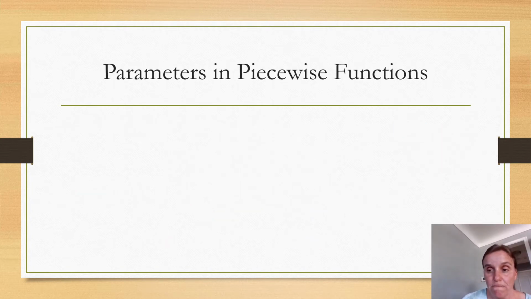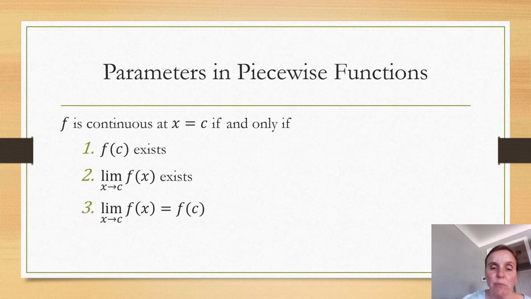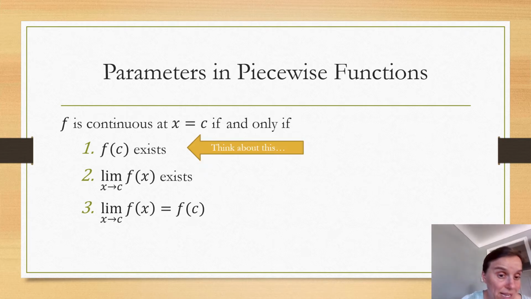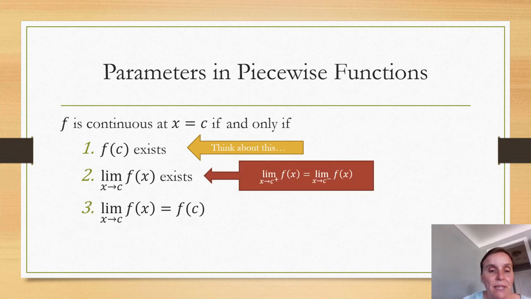Okay, in this piecewise function, this is one that has a parameter, and this is not going to be a removable discontinuity, but we have a parameter that is like a constant as part of our definition. Again, looking at the continuity test, you're going to want to make sure you think about whether your function exists even. If it doesn't exist, then you're going to have trouble making it continuous.